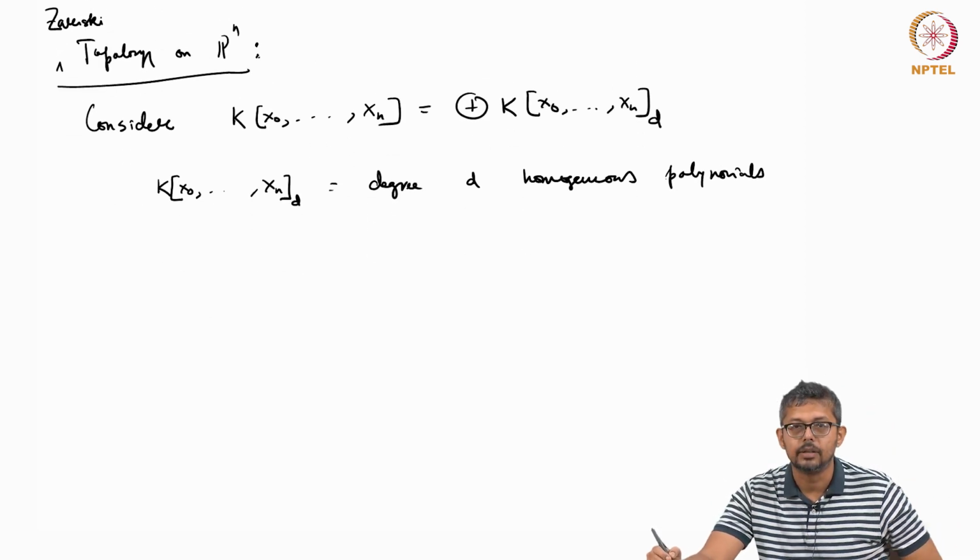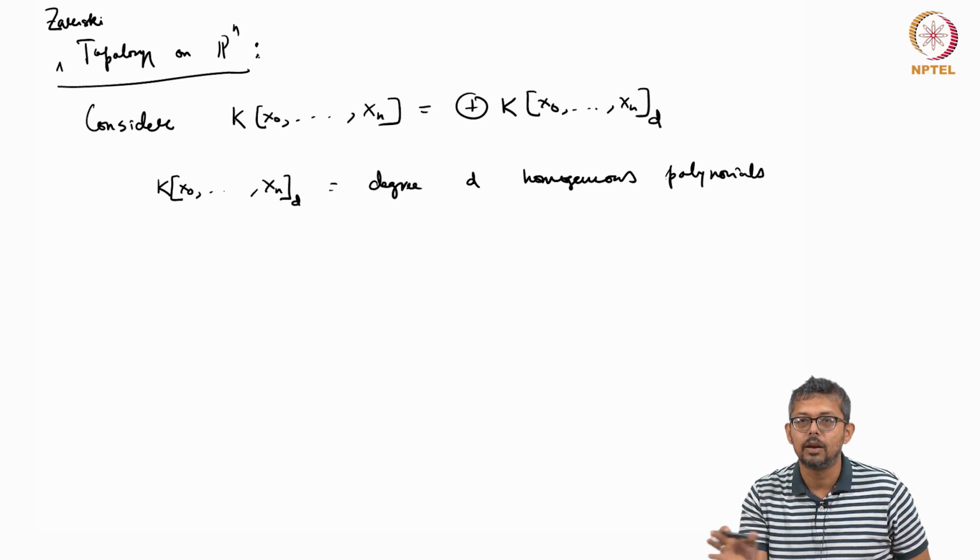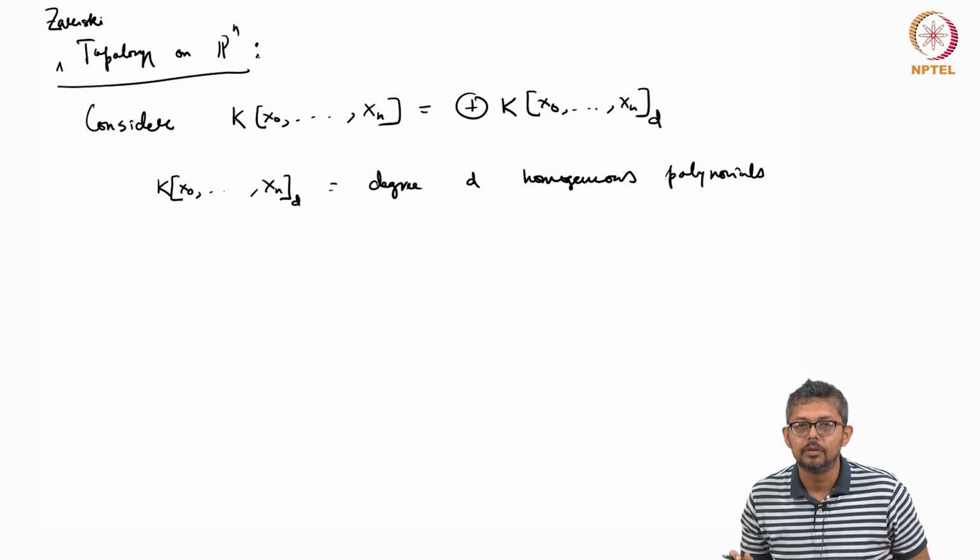You can write it like this as a direct sum. Any polynomial you can write as a direct sum of homogeneous degree d polynomials. Right. So what is the degree?